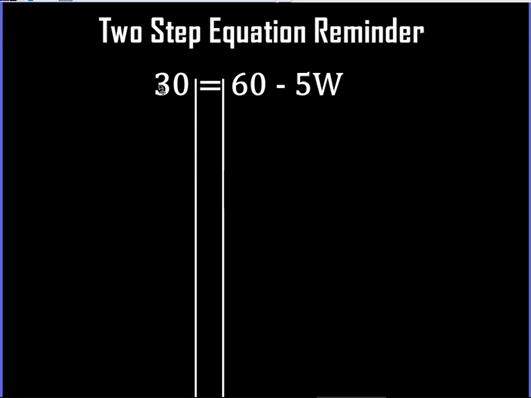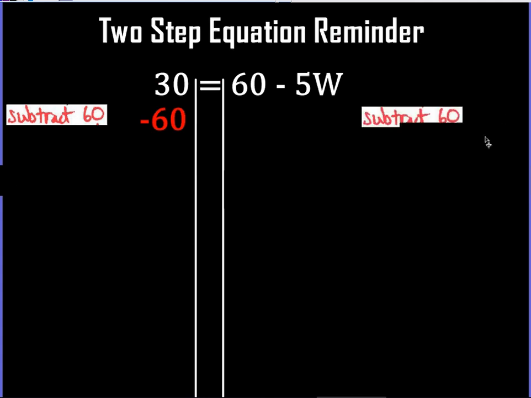So I have 30 equals 60 minus 5W. I wrote on the side, all right, we're going to need to subtract 60. But whatever I do to one side, I have to do to the other. So I'm going to subtract 60 over here as well. What that leaves us with on the left side is negative 30 is equal to negative 5W. Again, 60 minus 60 cancels out, and so this is our new equation.